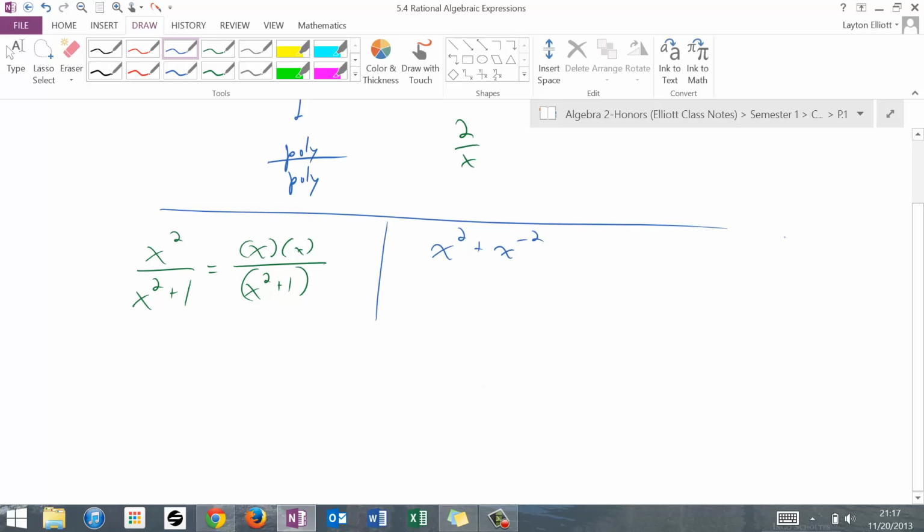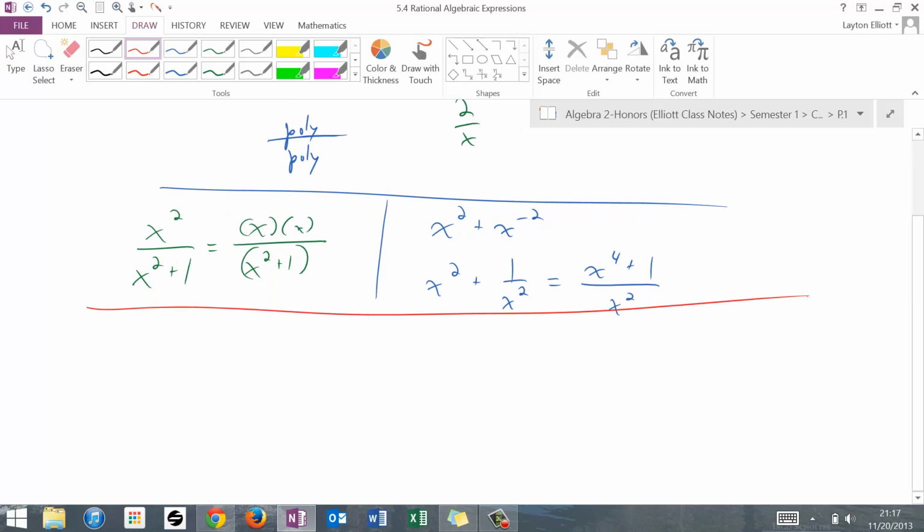This is another example of this, where I have x squared plus x to the negative 2, because that's really x squared plus 1 over x squared. And what we're going to be doing is adding those as x to the 4th plus 1 all over x squared, and that's what's going to make it a rational expression. So that's what this chapter is kind of heading.